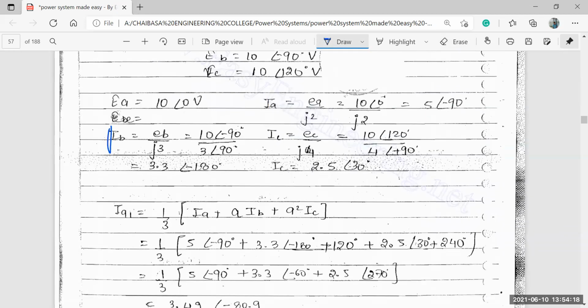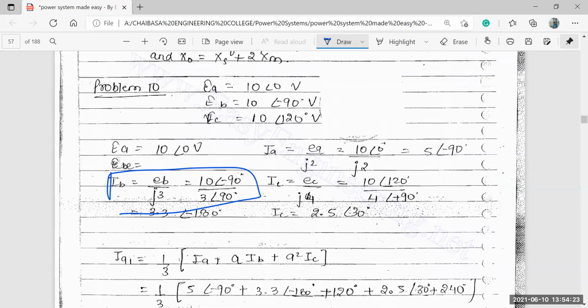Now, IB is given by EB at 0 3, J3, and this is almost a 90 degree. When it goes, it will be 10 by 3 minus 90 degree, right? So this will be 3.3 at 180 degree, okay, minus 180 degree.